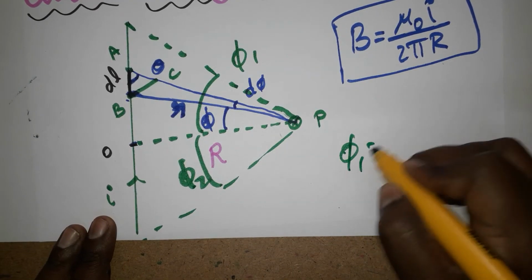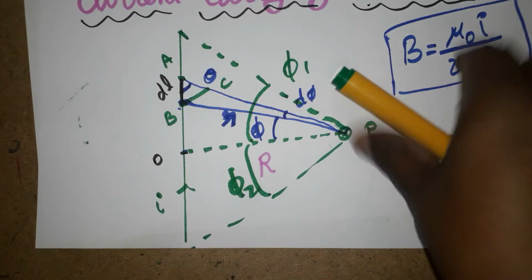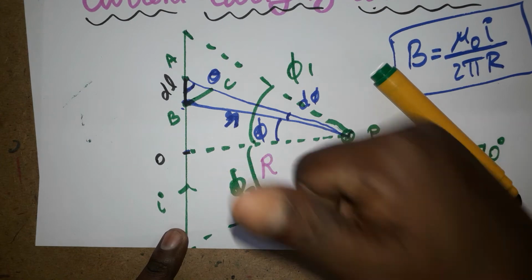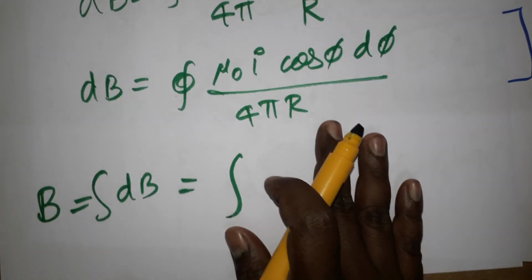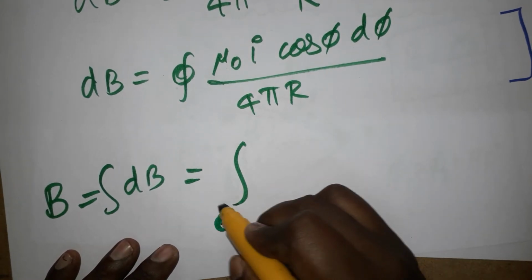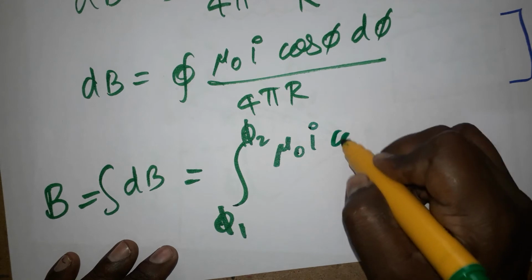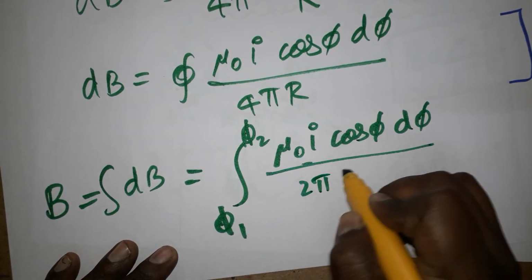When phi 1 and phi 2 are 90 degrees, that time we will get a straight line. When phi 1 becomes 90 degrees, this will become like this. Phi 2 when it becomes 90 degrees, it will become like this. It will become a straight line. So we are learning what is the magnetic field due to a straight current carrying conductor. From phi 1 to phi 2, magnetic field is mu naught I cos phi d phi divided by 2 pi r.